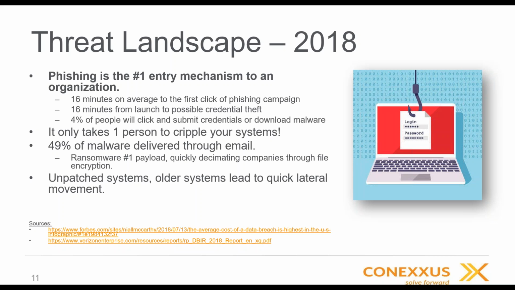49% of that malware is delivered through email, with ransomware being the #1 payload, which, when deployed, is quickly decimating companies through file encryption. It's taking out entire stores, entire backend systems, and just wreaks havoc. The biggest challenge you have here is that unpatched systems and older systems, once they are breached and once they have malware or ransomware deployed, lead to quick lateral movement, which is basically movement from the system that's initially infected to other systems throughout your network, and possibly from store to store, depending on how your connectivity is set up.